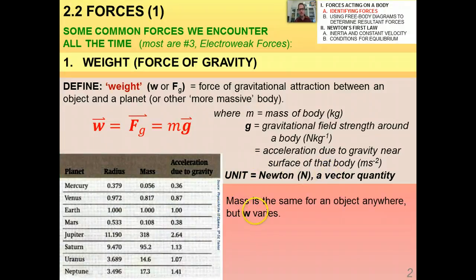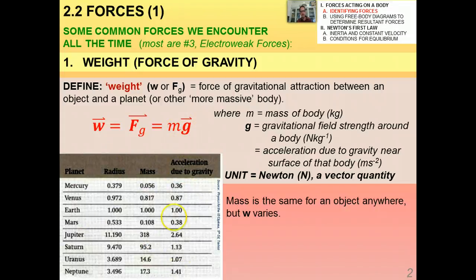Remember that mass is the same for an object anywhere, but its weight varies because the force of gravity varies according to where it is in the universe, okay? So this very interesting table here shows you the acceleration due to gravity, which is a crucial part of the weight equation, on different planets in the solar system.